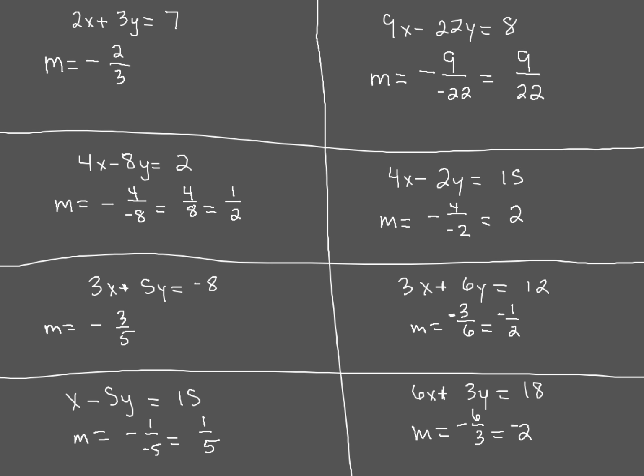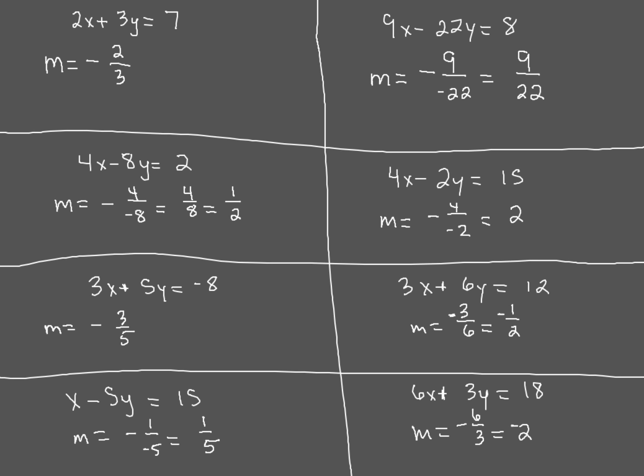Did you end up getting negative 3/5? The slope for the next one to the right of it is going to be negative 1/2. And you've got that double negative going on with the equation x minus 5y equals 15. So you're going to end up with a slope of 1/5. And last but not least, you get a slope of negative 2.